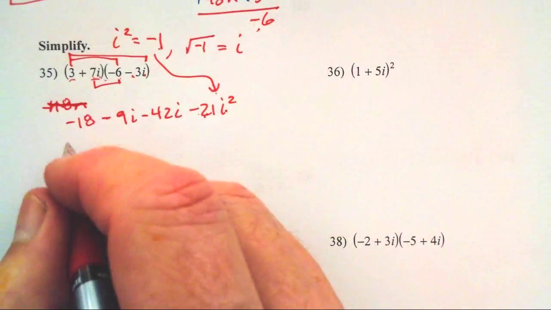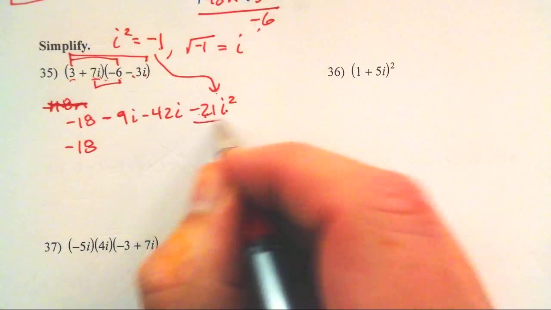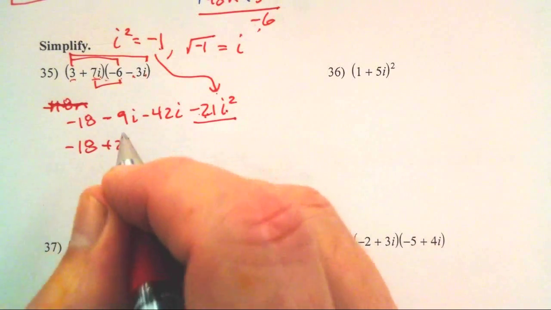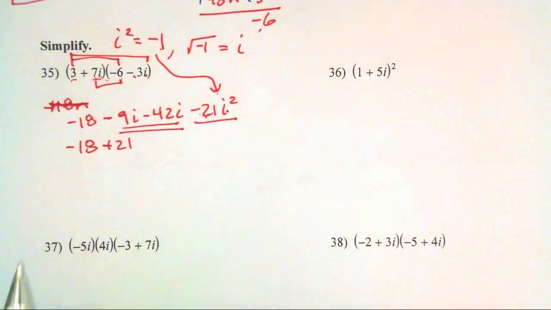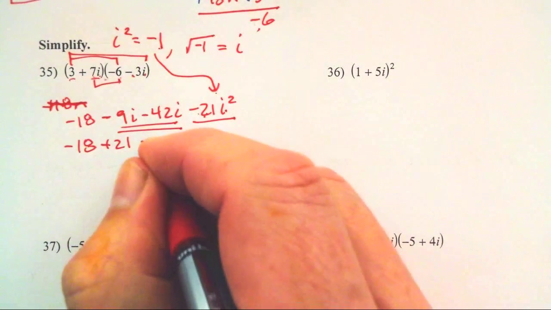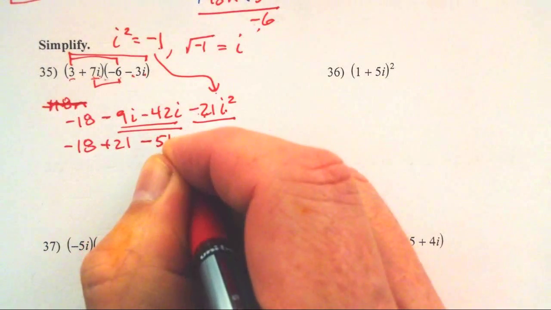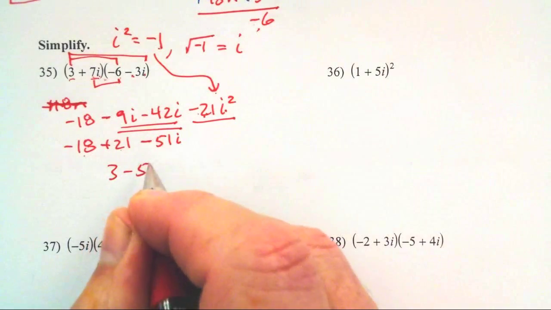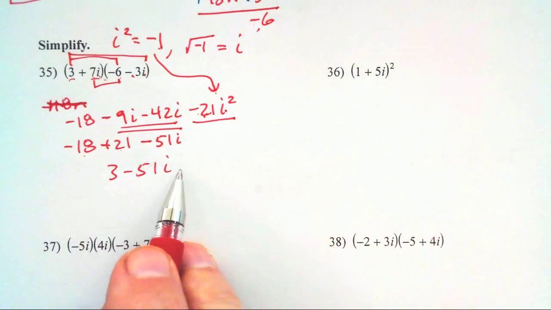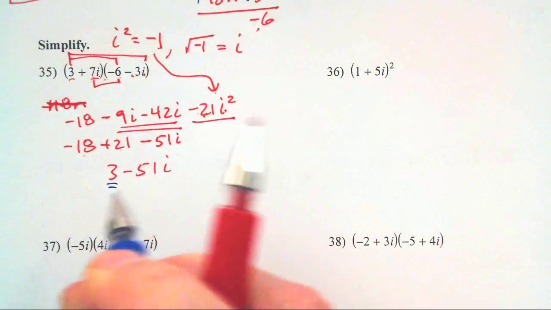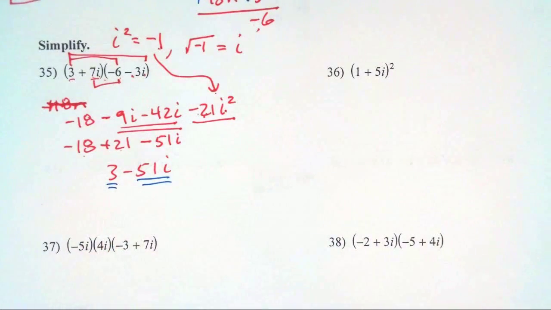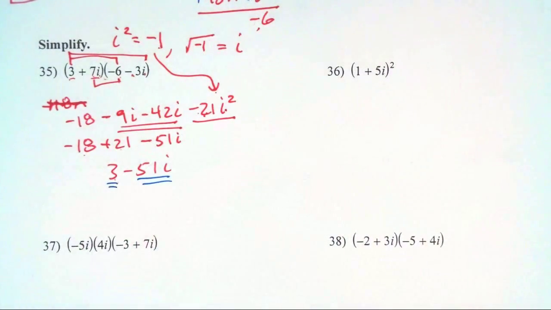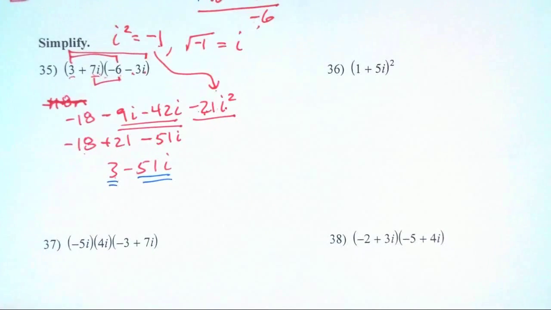Okay. Negative 18, here's a real number. This is really plus 21. These guys are imaginary. I can combine them. Negative 51i. Negative 18 plus 21 is 3 minus 51i. That is called a complex number. I've got a real part and an imaginary part. If you have that, you always put the real part first. That's just a convention. So, apologize for a couple of errors on this video. Hopefully this is making sense to you.